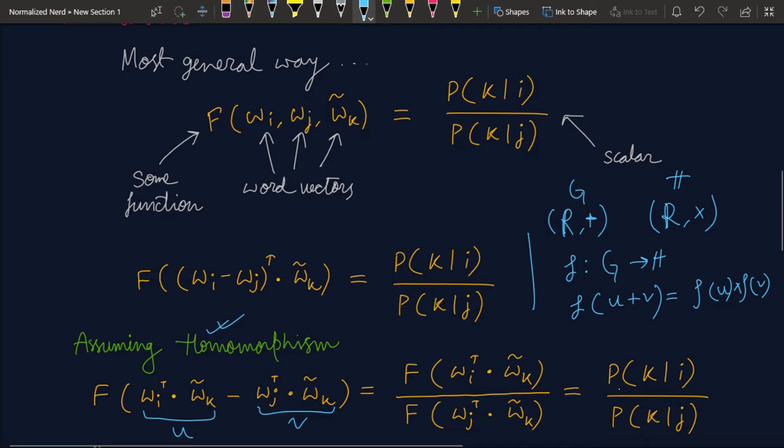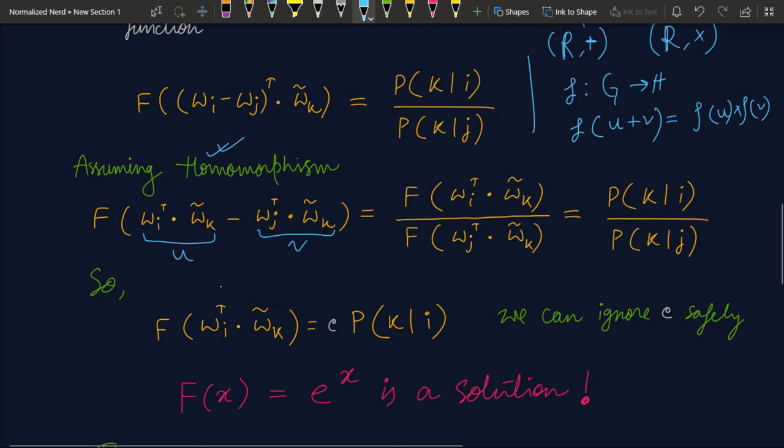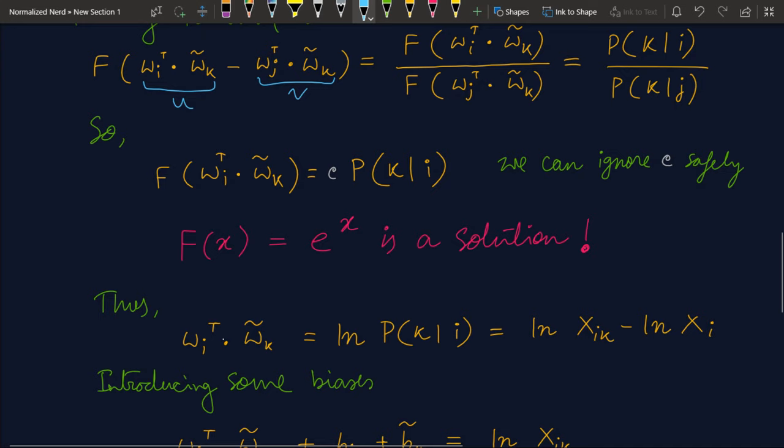So now comes this portion. From this line, we can write F of w_i transpose times w_k is equal to a constant times this one. But we can safely ignore this C, because even if we don't include this C, it won't change the form of our relationship. Luckily, our exponentiation function, that is f of x is equal to e to the power x, is a solution for this homomorphism property. So we are taking f as e to the power x, all right? So we can write this nice thing, w_i transpose times w_k is equal to log of probability of k given i. Let me just write a small step here for better understanding.